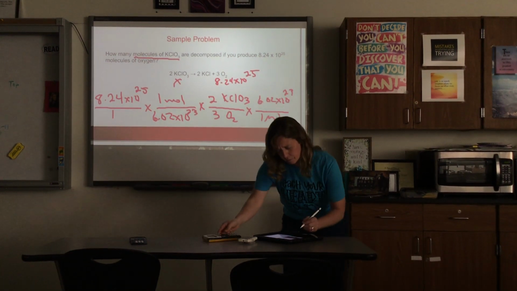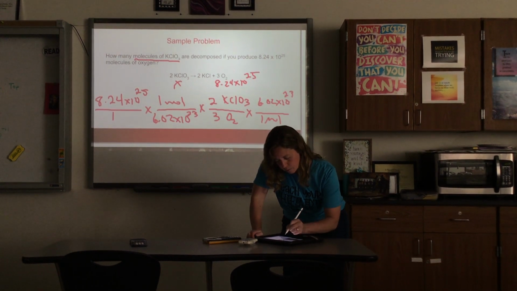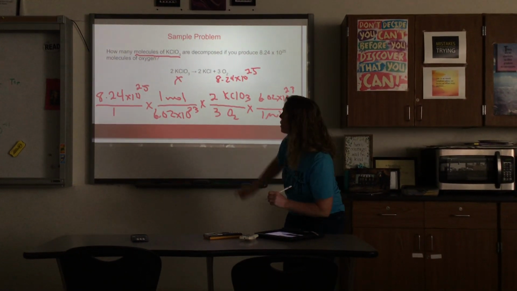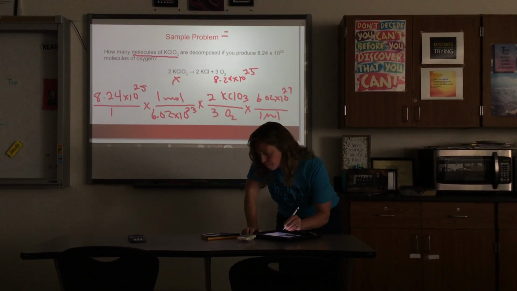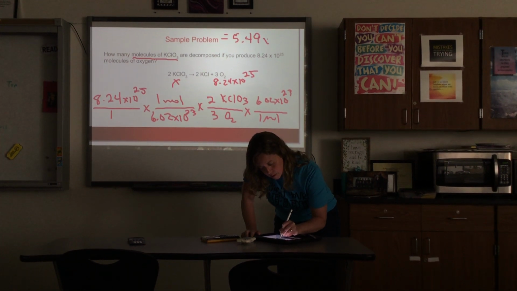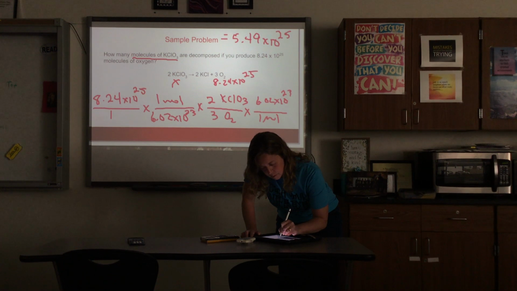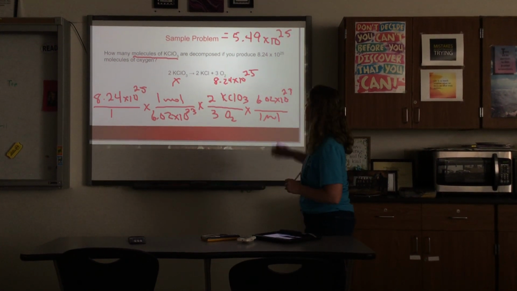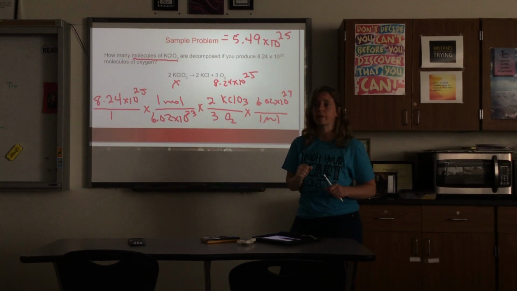Which is going to give you, I don't have room to write it, so I'm going to write it up here next to the sample problem. So that's going to equal 5.49 times 10 to the 25th. Okay? And you would then write molecules of KClO3 for your unit.